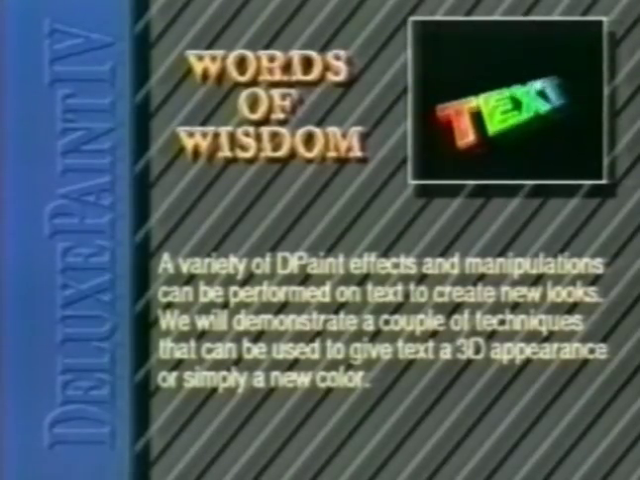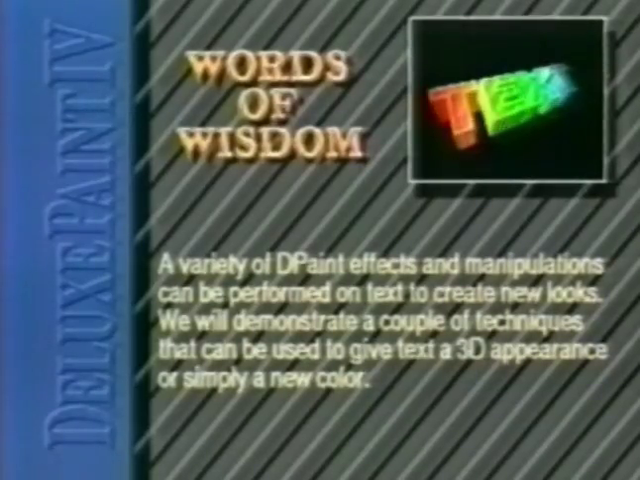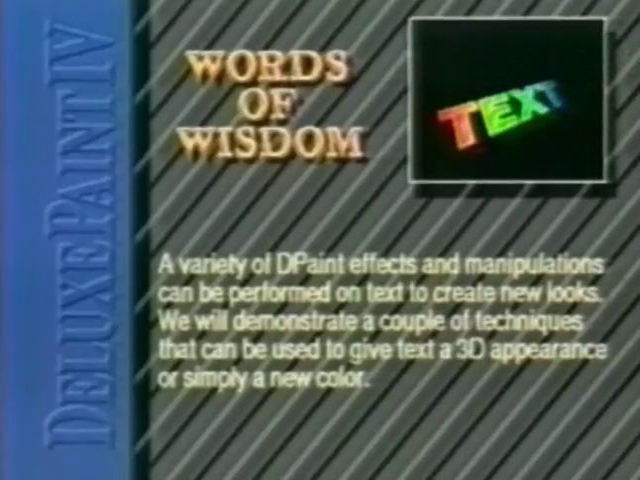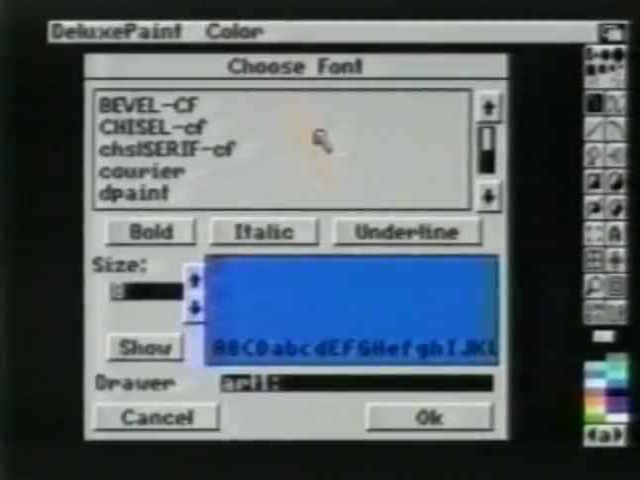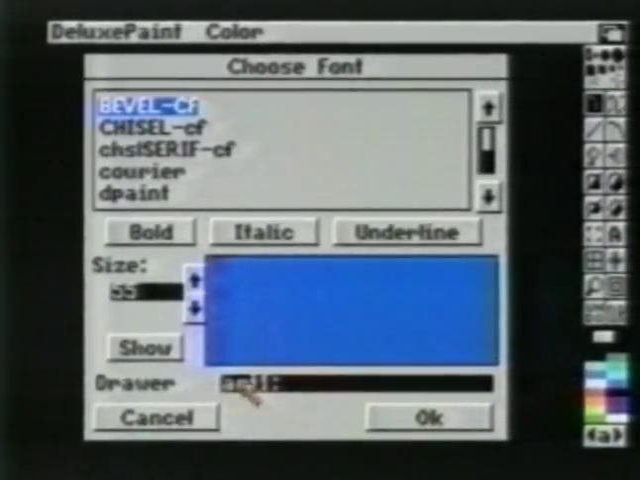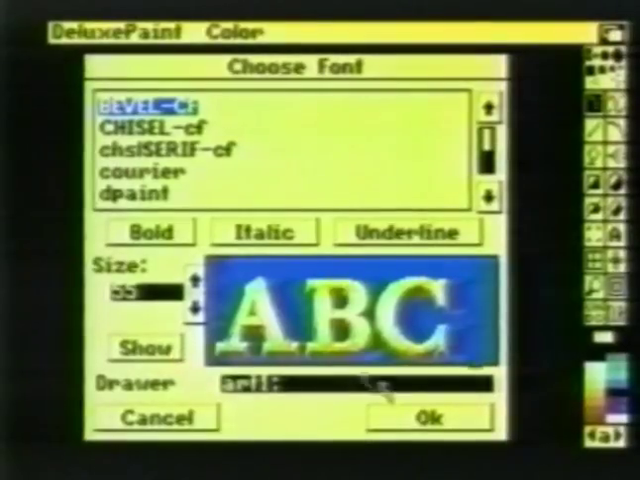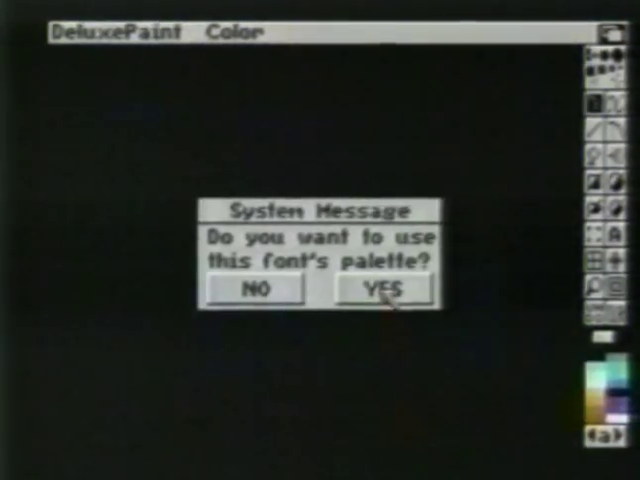A variety of DeluxePaint effects and manipulations can be performed on text to create new looks. Our first example will be to show how to combine two color fonts which normally use different color palettes on the same HAM screen. We'll use Bevel first and choose that font's palette. We'll simply type font 1 for this example.